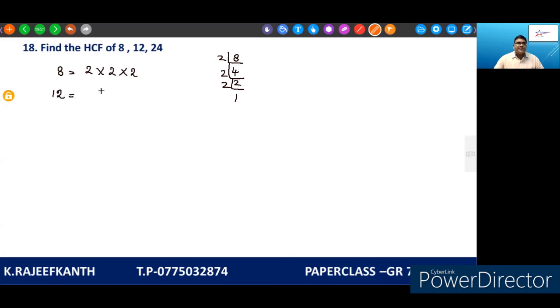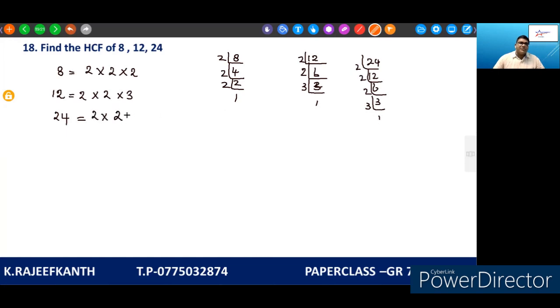Then 12. Here we can divide this 12 by 2, then 6. 6 divided by 2, 3. 3 divided by 3, 1. Then 2 into 2 into 3. Then 24. Here 24 divided by 2, 12. 12 divided by 2, 6. 6 divided by 2, 3. 3 divided by 3, 1. Then 2 into 2 into 2 into 3.